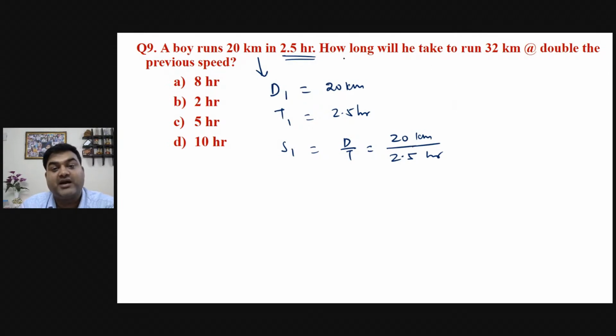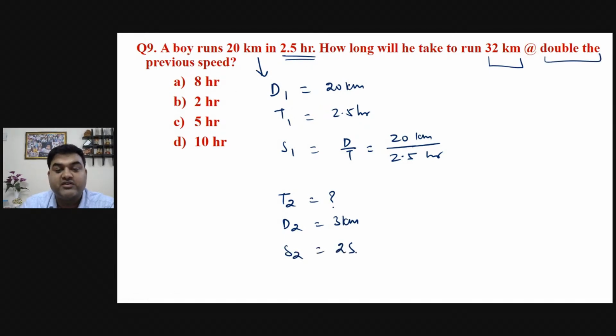Now, second part, how long will it take to run? They are telling T2 is equal to what? He takes to run 32 kilometer. Distance is given, 32 kilometer, at double the previous speed. Speed is equal to 2 times s1, that is 2 times 20 divided by 2.5, kilometer per hour.